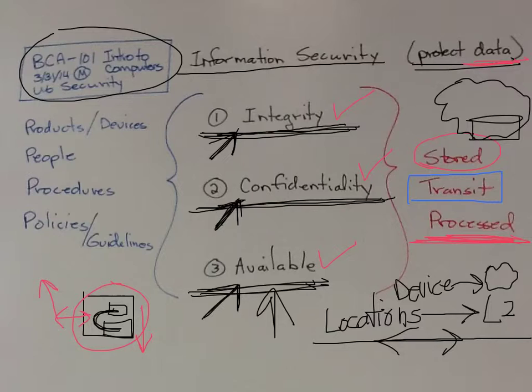Now, the next thing, how can we help take care of these issues? We have products and devices. We have firewalls. We have intrusion detection systems. We have different types of devices that can filter items out in order to avoid things happening to our data. We have products like virus software, malware, different types of software. So we have all kinds of products.